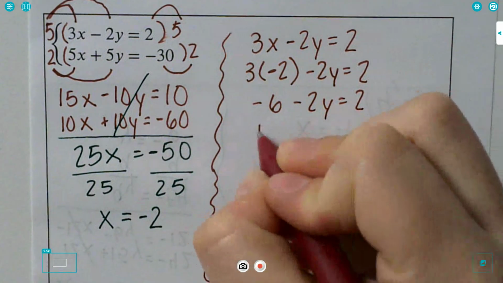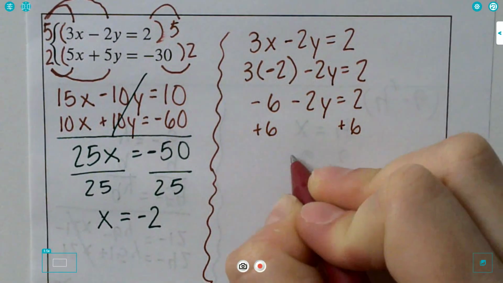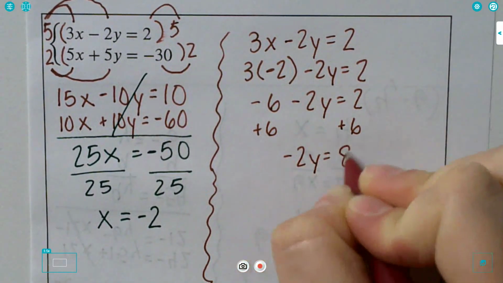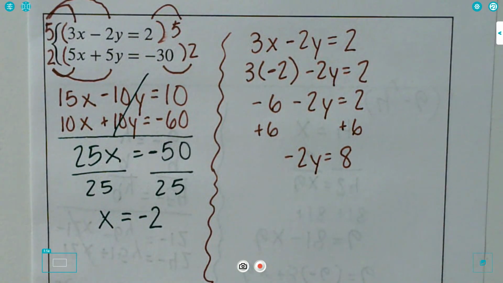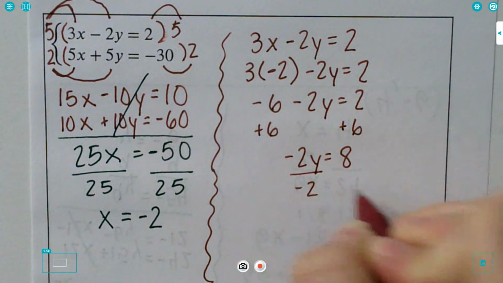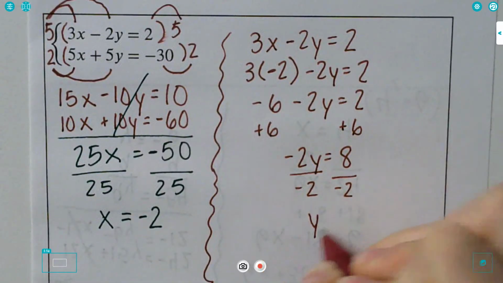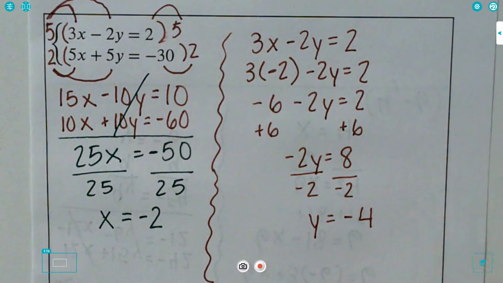3 times negative 2 is negative 6 minus 2y equals 2. We're going to add 6 to both sides. Negative 2y equals 8. And then we finish out by dividing both sides by negative 2. And we get y equals negative 4. Very negative problem.